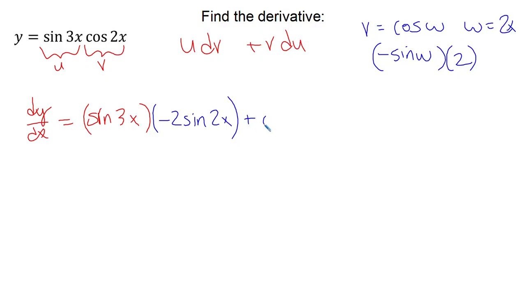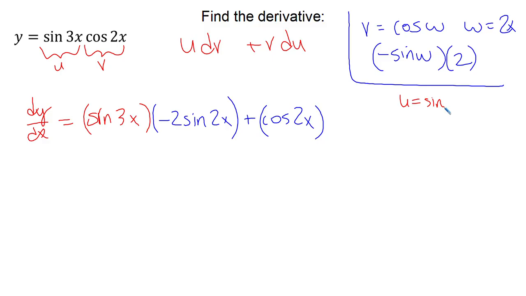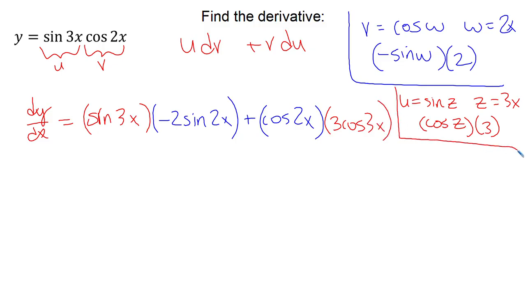Then we'll add to that v, which is cosine 2x, and we'll multiply that by the derivative of u, right? And u is equal to the sine of a function, we'll call it z, where z is equal to 3x. So our derivative should be cosine z times 3, or 3 cosine of 3x. And so that is our derivative using the product rule, where we had to use the chain rule twice within it. This answer would be fine.